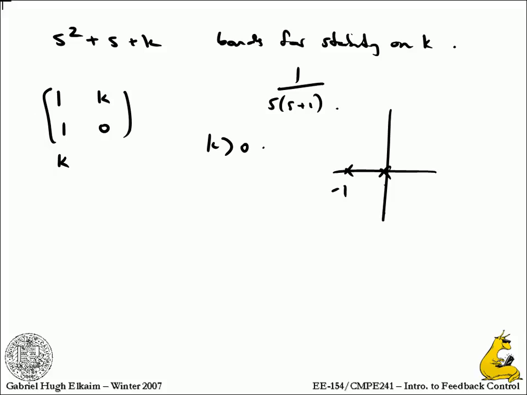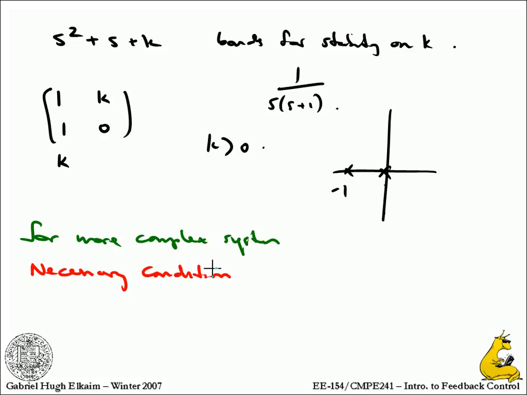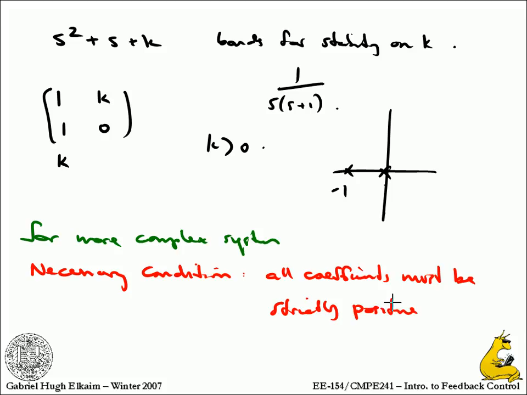For more complicated systems, I find that it's more trouble than it's worth. But the one thing that we do use a whole lot of is the necessary condition, it is not sufficient, that all coefficients must be strictly positive. That means that if I've got an s to the fourth plus 2s squared plus something else, I immediately know this one's unstable, because there's a 0 s cubed here, and that 0 is not strictly positive, it's done. Likewise, if I see something that looks like s to the fourth minus 3s cubed, done. That you use all the time.